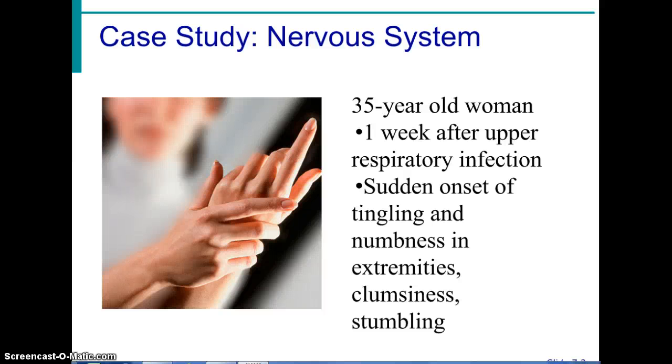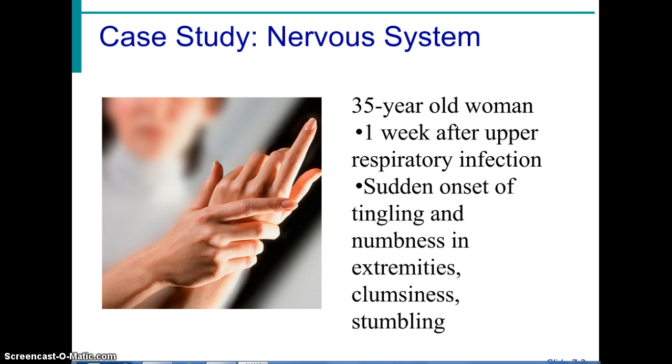We start today with our study of the new unit on the nervous system. And as always, we're going to look at a case study as a way to think about the ways that the nervous system works when it's functioning properly and contrast that with what happens when things go wrong.